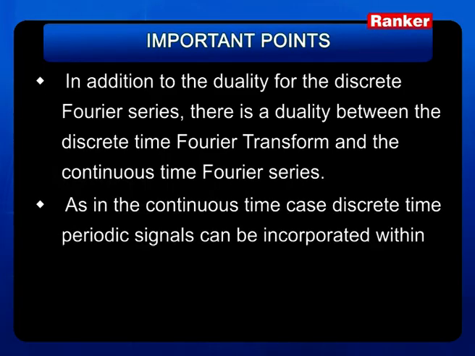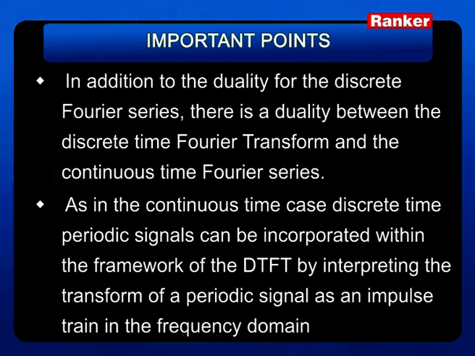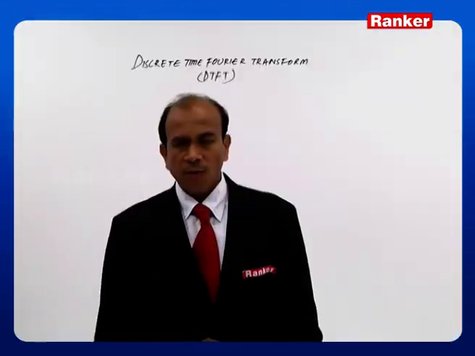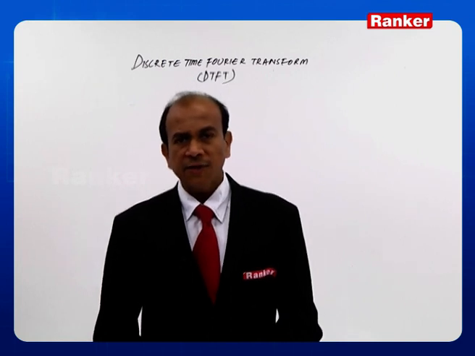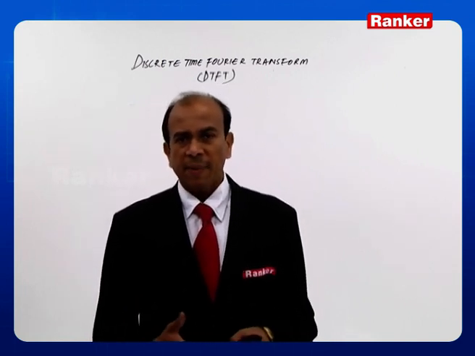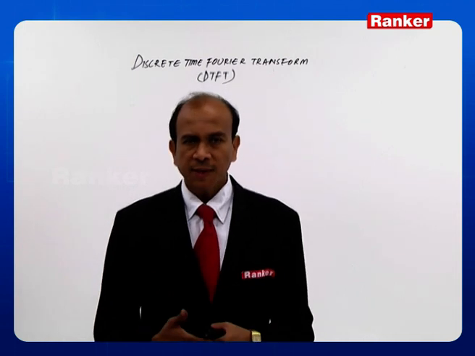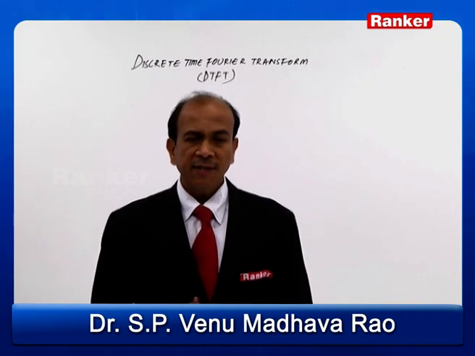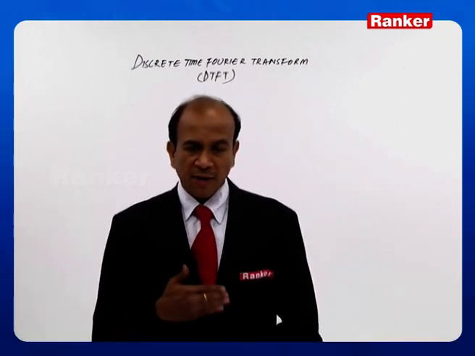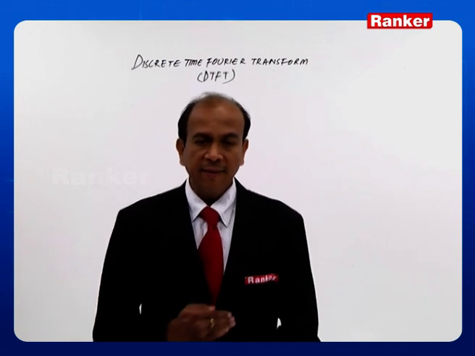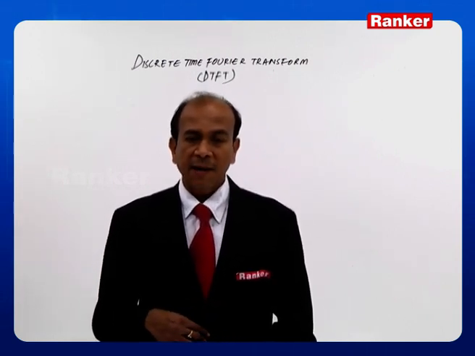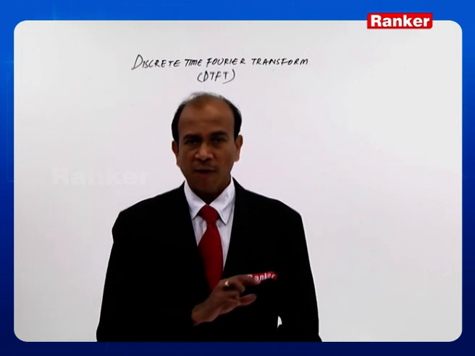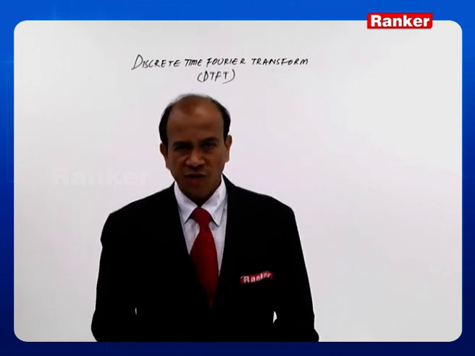Next property, as in the continuous time case, discrete time periodic signals can be incorporated within the framework of the DTFT by interpreting the transform of a periodic signal as an impulse train in the frequency domain. So take a continuous time case that is transformed into an impulse train. When you do this, this is the relationship that can be established. So, we have a train of impulse functions.